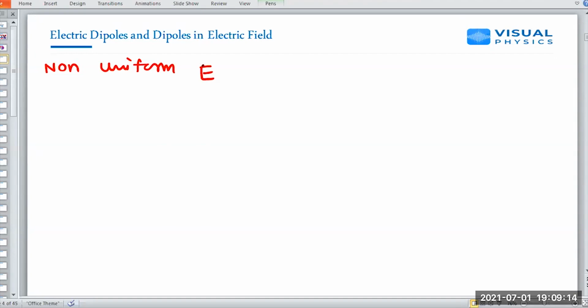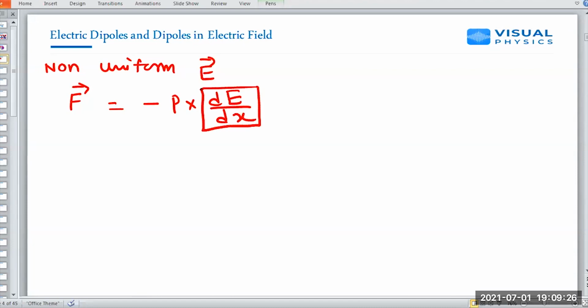then I know my force F is minus P into dE by dx. Why dE by dx? Because the electric field is varying. It is not constant. Okay, how, sir?